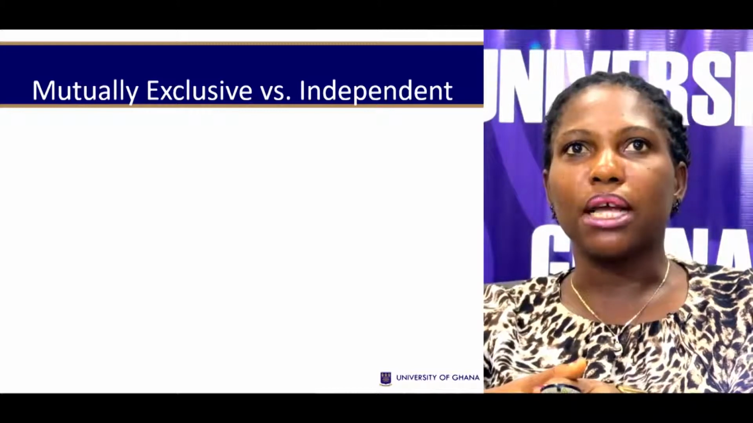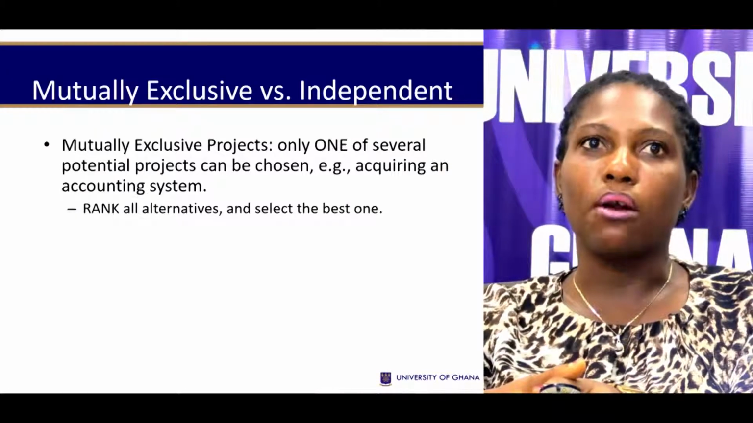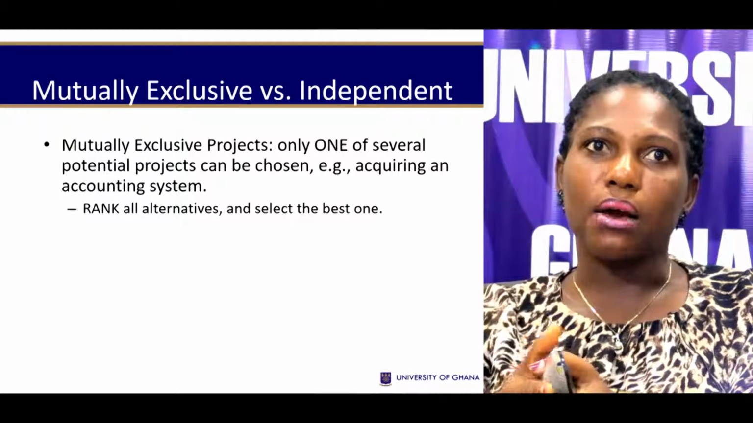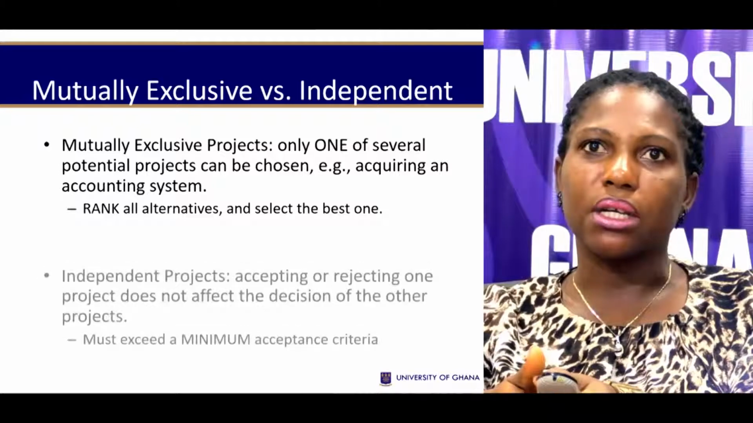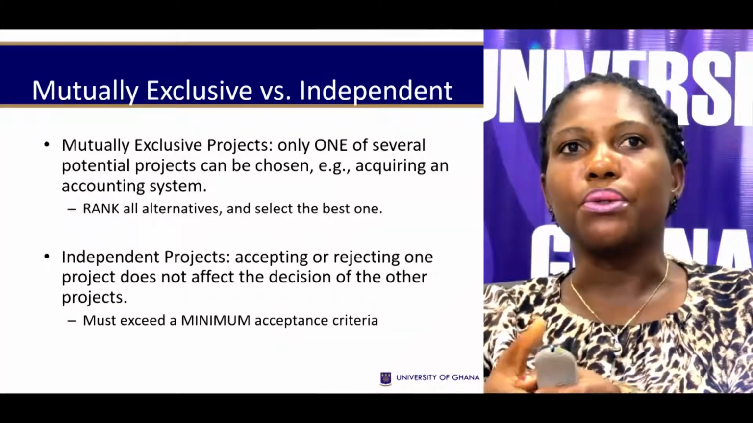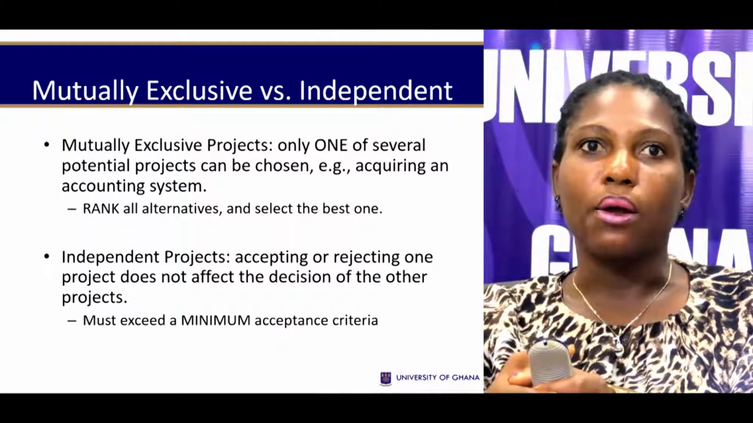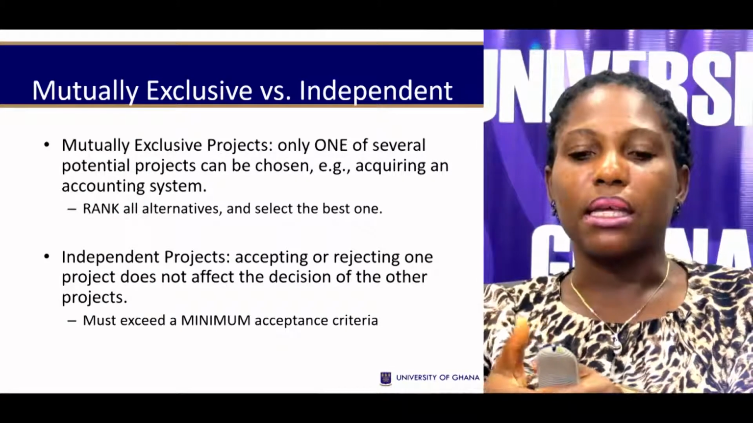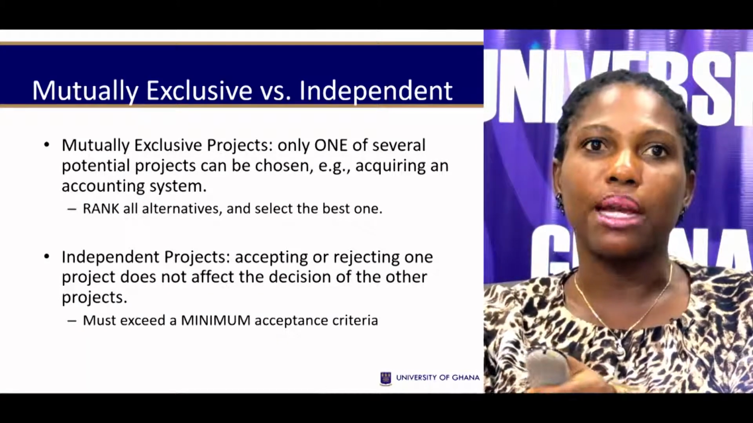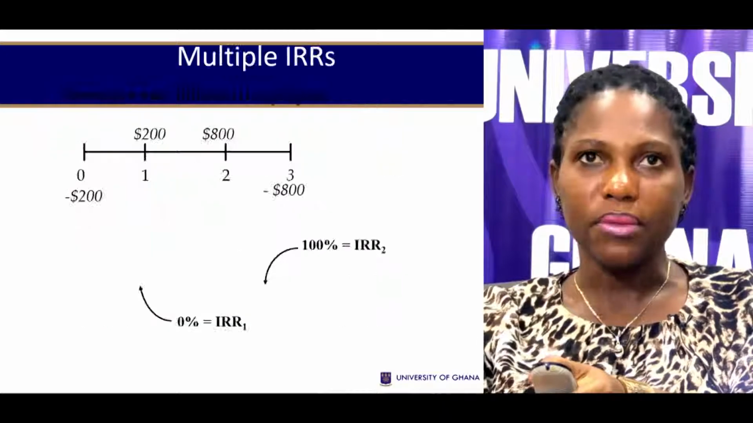Now, when it comes to mutually exclusive versus independent projects, it means that for mutually exclusive, only one of several projects can be chosen. So then, if you rank all of them and you select one, as already mentioned, IRR could actually lead to conflicting decisions compared to the NPV. And when it comes to independent projects, meaning that you can accept quite a number of them, obviously, the main criterion is that it must exceed your minimum acceptance criteria, and once you're not constrained by capital, you may accept as many as you can possibly handle.